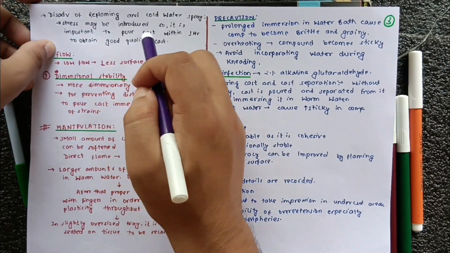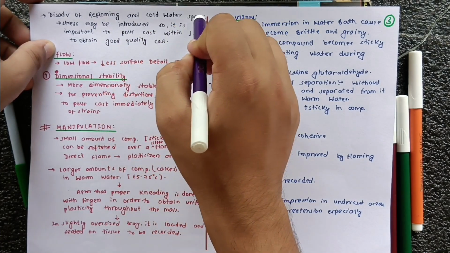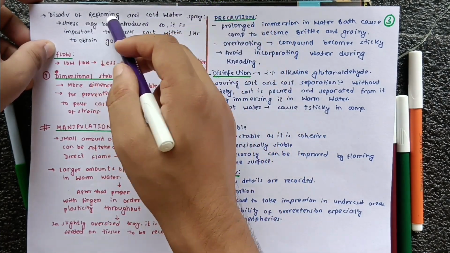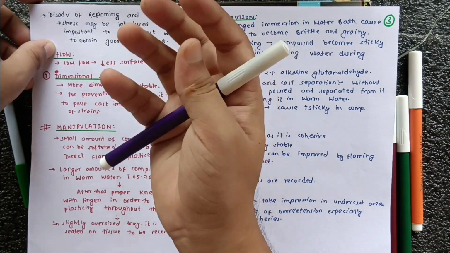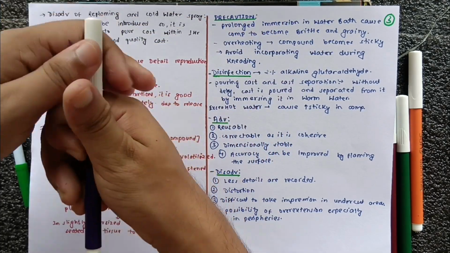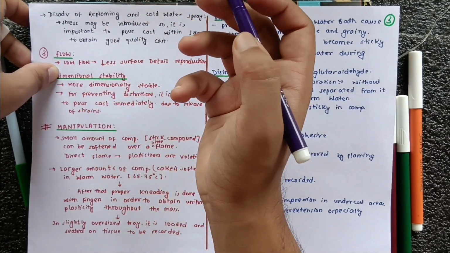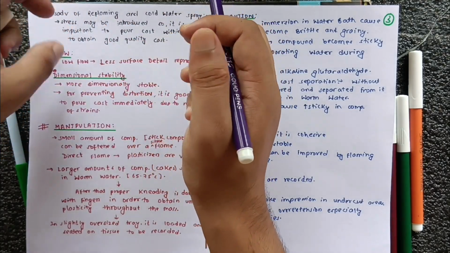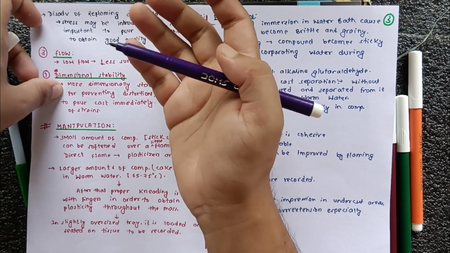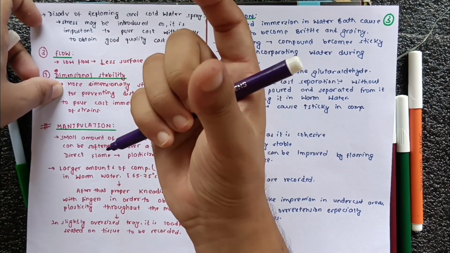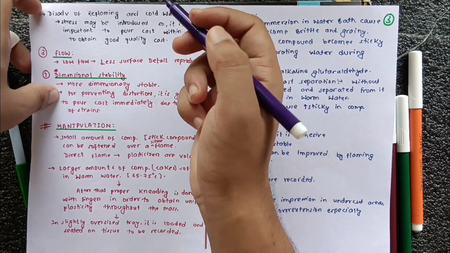After that, the disadvantage of reflaming and cold water spray: stress may be introduced, so it is important to pour the cast within 1 hour. As I discussed previously, these things cause generation of stress inside the material, and that would increase stress and distort the material. So you should pour the cast within 1 hour of taking the impression, so that a proper cast is fabricated.